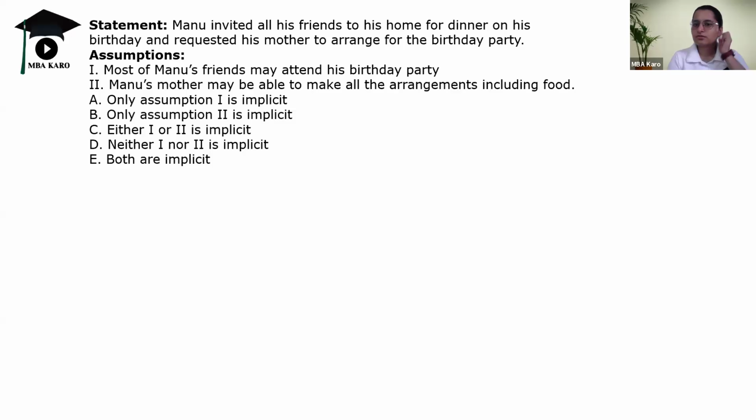Now, this is your question one, where a statement is given and two assumptions are there. Now you have to figure out which of these two follow, whether both of them follow, or one follows. Let's see.